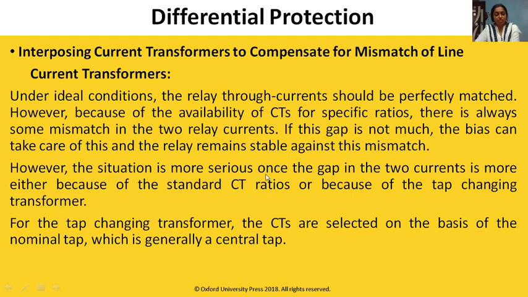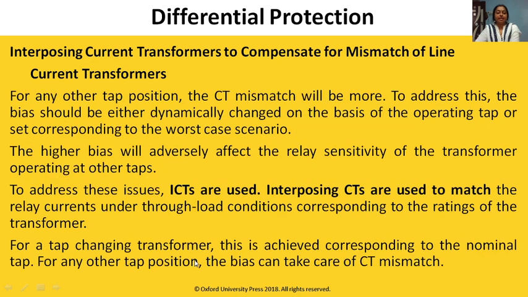However, the situation is more serious once the gap in the two currents is more, either because of the standard CT ratio or because of tap changing transformers. For a tap changing transformer, CTs are selected on the basis of the nominal tap, which is generally the center tap. For any other tap position, the CT mismatch would be more. To address this, the bias should either be dynamically changed on the basis of the operating tap, or set corresponding to the worst case scenario. Depending upon the tap changing, the bias should be changed accordingly.